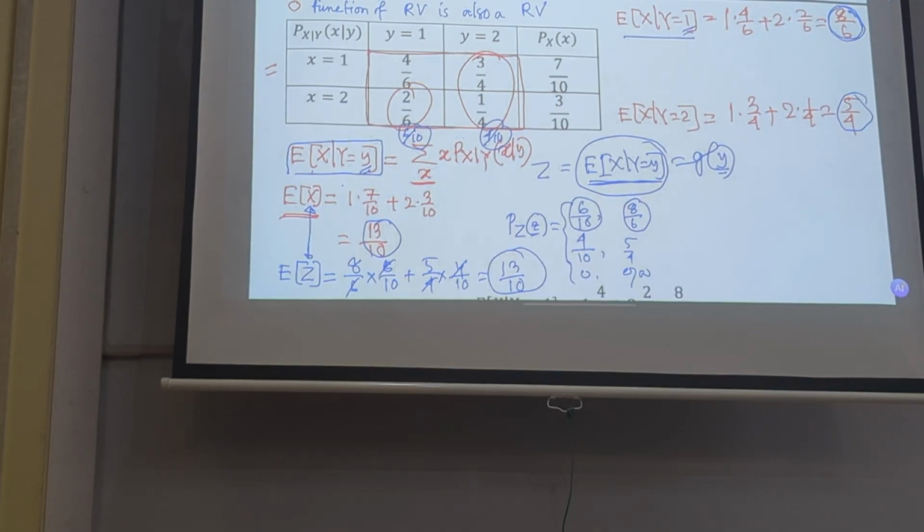What are the possible values of Z? 8 by 6 and 5 by 4. And probabilities are 6 by 10 and 4 by 10. Do you agree with how we found the PMF of Z, by division, or not?